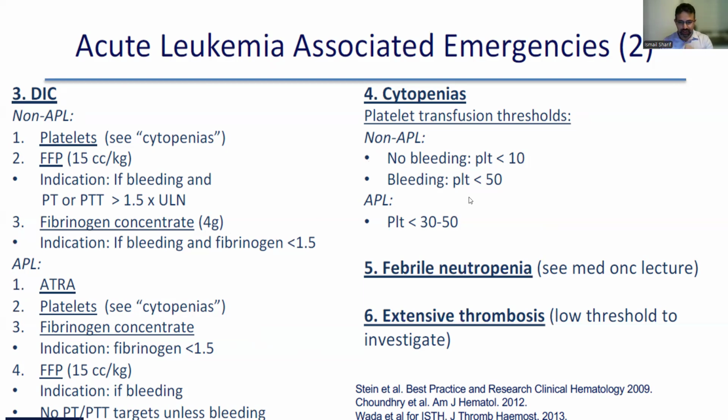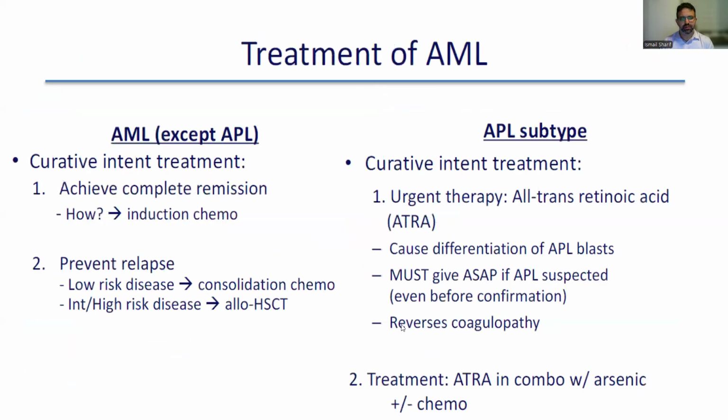Cytopenias: for patients having no bleeding, platelets are transfused starting at 10. If there is bleeding, platelets are kept at 50 and higher. Febrile neutropenia is basically having an infection or fever with neutrophils less than 1. Those patients need IV antibiotics. This can be discussed separately. Extensive thrombosis as well can happen because malignancy increases the risk.